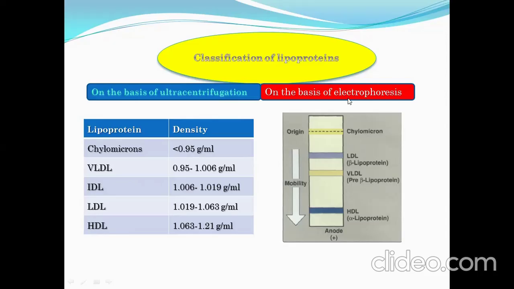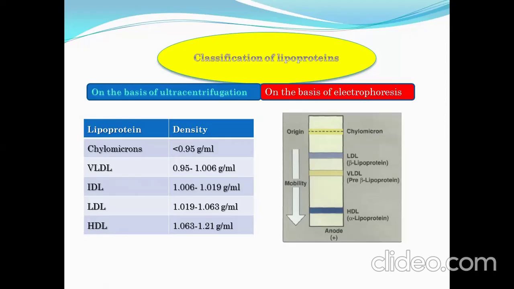The rate of migration depends on the charge, size, shape, and properties of the medium, and on which type of buffer you are going to use. Those are the factors. When you apply the current voltage, molecules get separated. So that is the basic principle of electrophoresis.